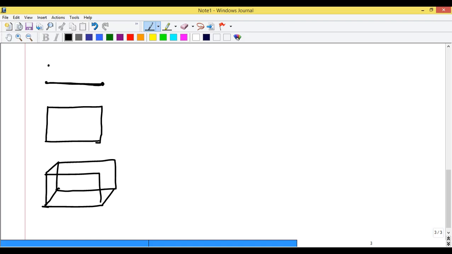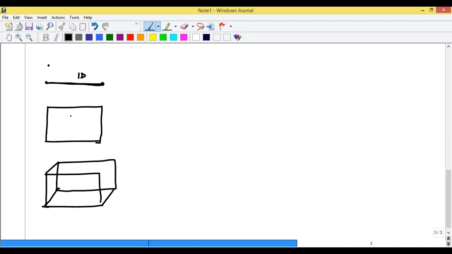Assuming you're just using a very small thread, you can find out its length. That is called a 1-dimensional figure. Look at the board. Look at this board, right?